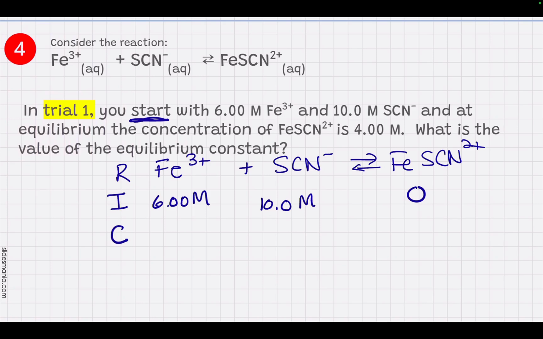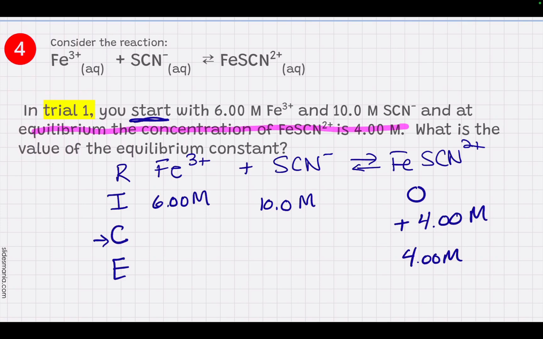C is for change, and we will deal with that in a second. And E is for equilibrium. So in the question, they're telling us that the equilibrium concentration of the iron thiocyanate is 4.0. That means this is 4 molarity at the end once it reaches equilibrium. That means this is change. So that means I had to have made 4 moles per liter of the iron thiocyanate complex.